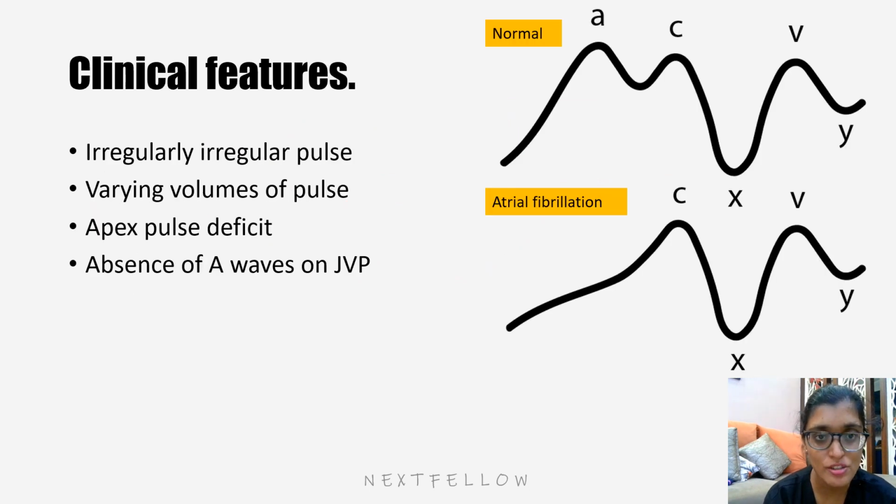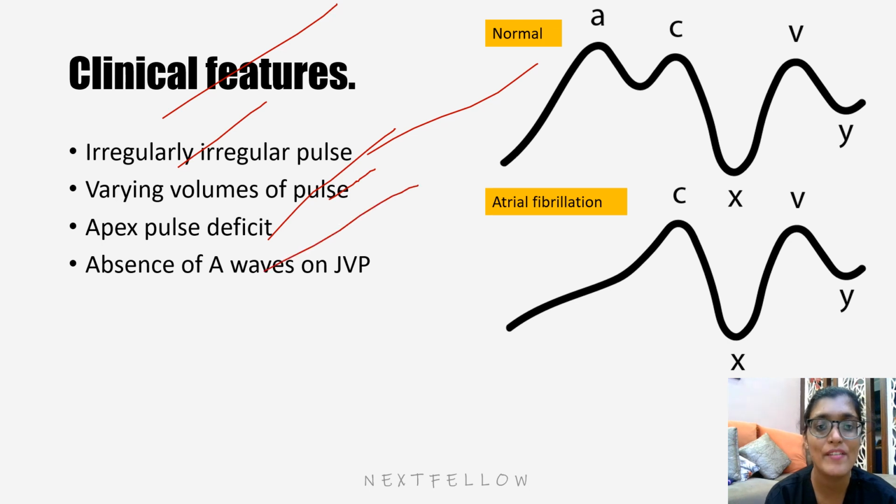The important clinical features of atrial fibrillation are irregular pulse. The reason, which I explained previously, is that all the atrial impulses are not going to the ventricles, so the ventricular rate will be irregular. So there will be various volumes of pulse. The pulse volume will vary, which I'll explain in the subsequent slides. Apex pulse deficit and absence of A waves on JVP. A waves are due to atrial contraction. Because the atria is not contracting fully, the A waves are absent.